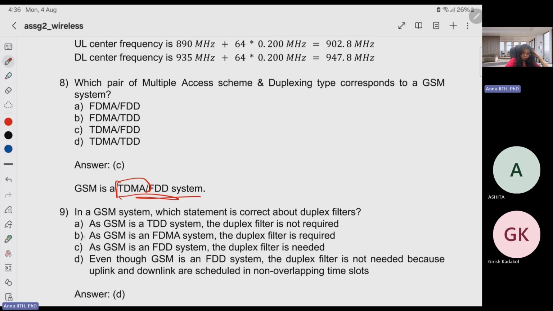In a GSM-based system, which statement is correct about duplex filters? The options: GSM is a TDD system. First of all, it is wrong. It is an FDD system. Duplex filter is not required. Wrong. Is GSM an FDMA system? No. Duplex filter is required. No, it is not FDMA, it is TDMA. As GSM is an FDD system, duplex filter is needed. FDD is correct, but duplex filter is not needed. Even though GSM is an FDD system, duplex filter is not needed because uplink and downlink are scheduled in non-overlapping time slots. Okay, so this is correct.